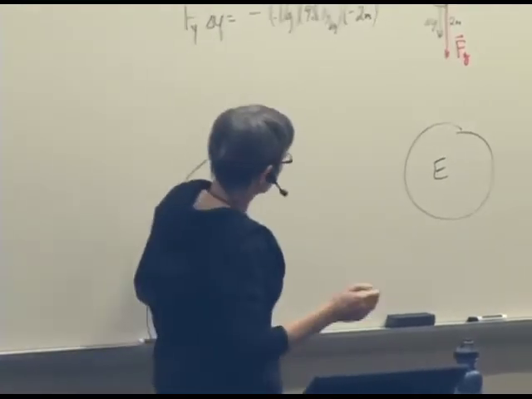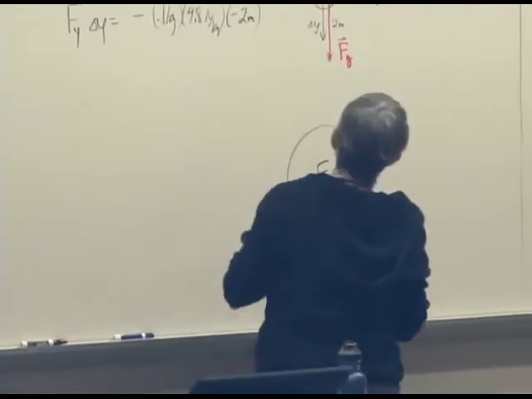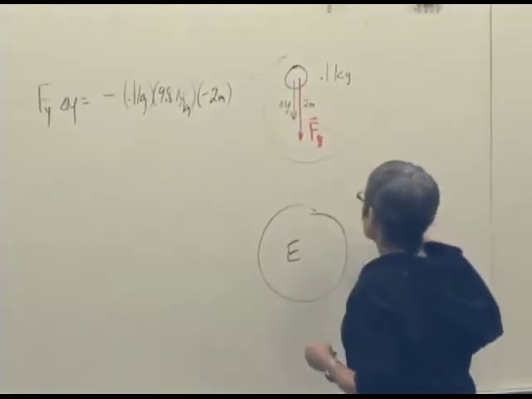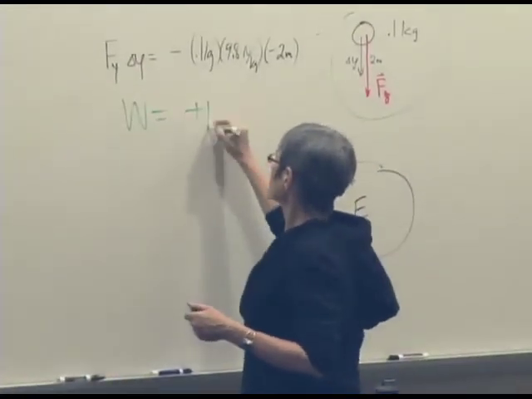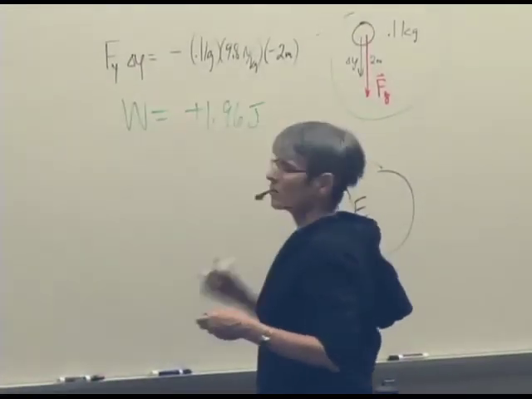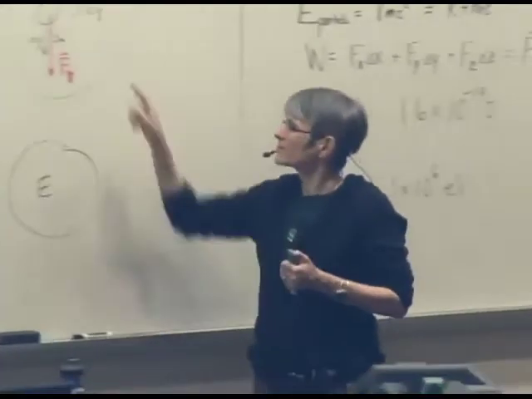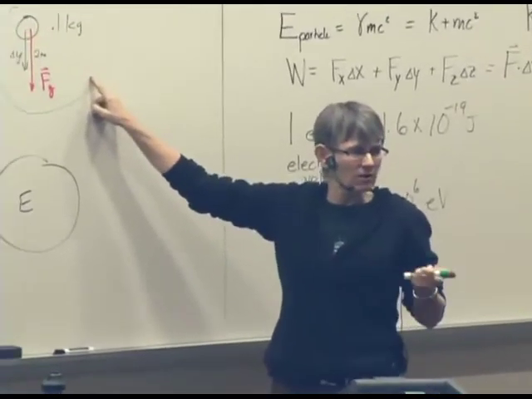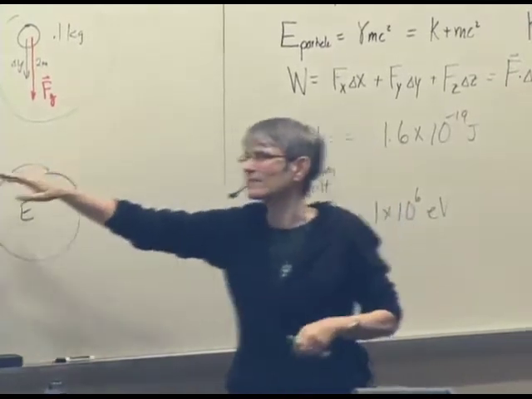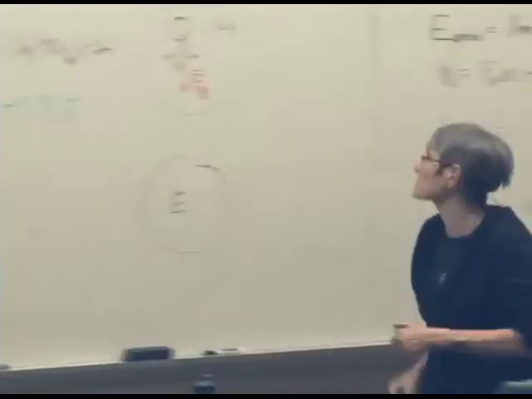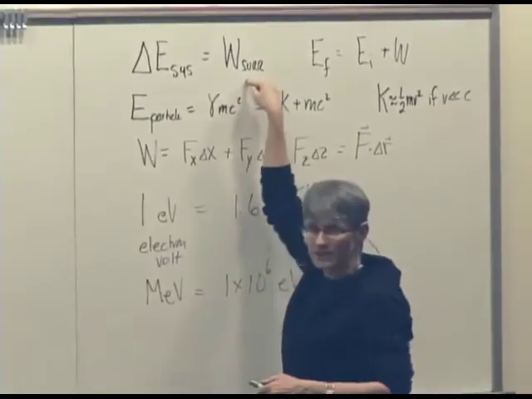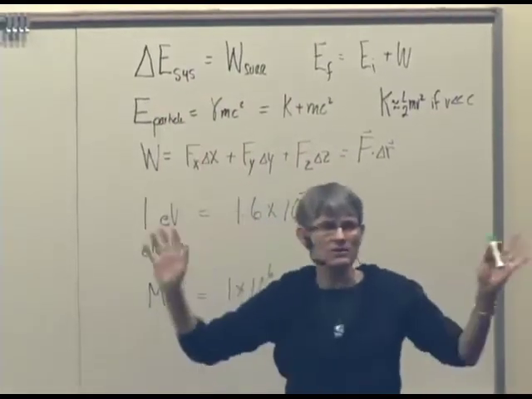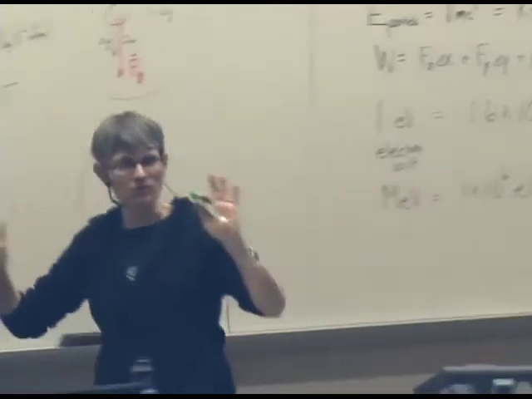And so the ball is the system, the Earth is the surroundings. The work done is plus 1.96 joules. And what happens to the kinetic energy of the ball? It increases by 1.96 joules, doesn't it? So 1.96 joules of work done, increase in the energy of the system, 1.96 joules.